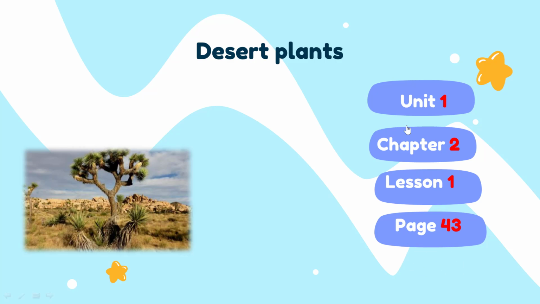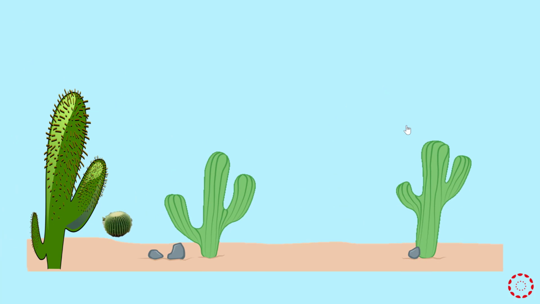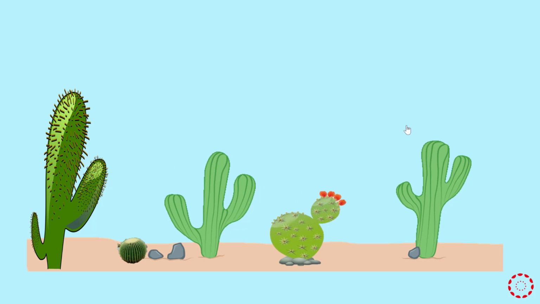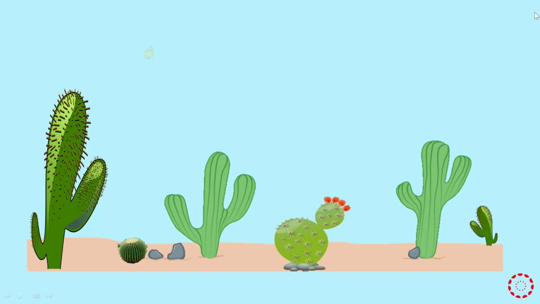Now students, open your books at page 43. We have desert plants. Okay. Look here, we have a lot of variety of plants in the desert. We have a lot of plants in the desert.